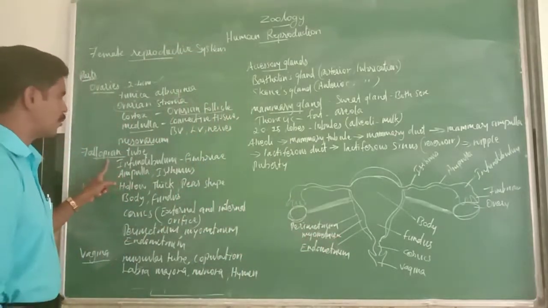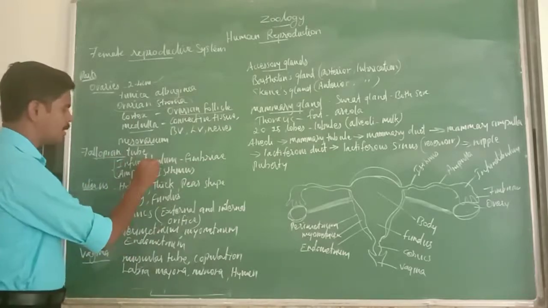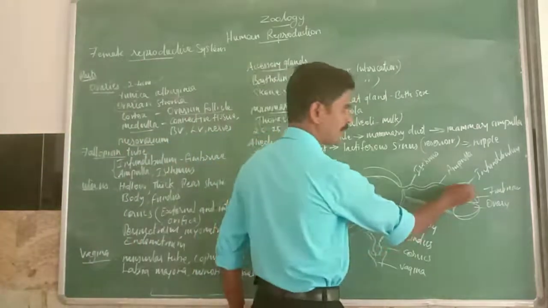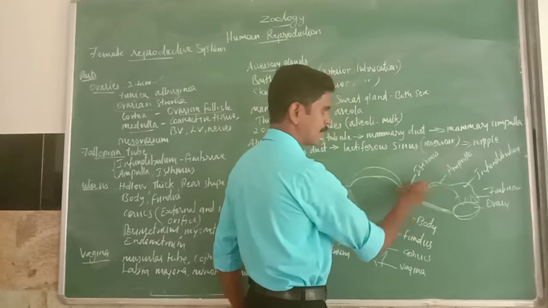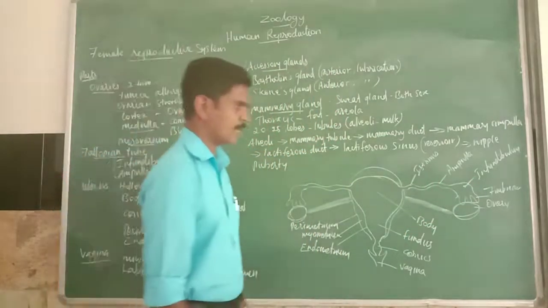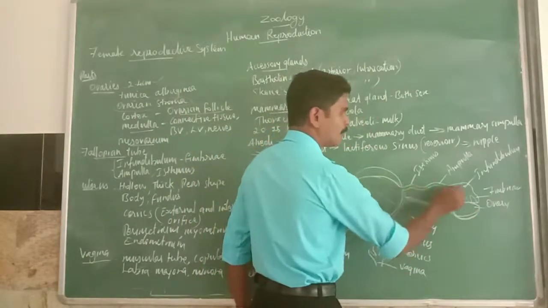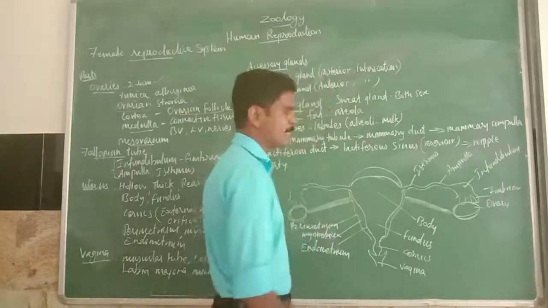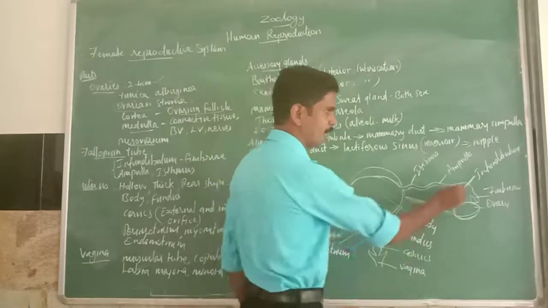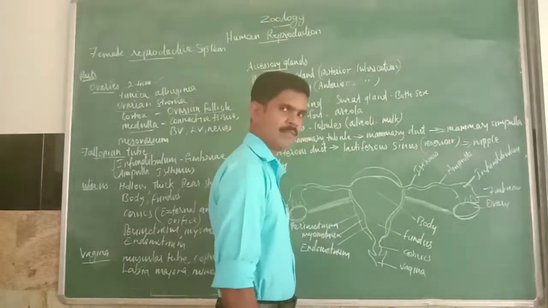This fallopian tube is made up of three parts. One is the infundibulum, second is the ampulla, and third is the isthmus. Here this is the infundibulum region, this is the ampulla region, and this is the isthmus region. Listen very carefully. One end of this fallopian tube is a funnel-shaped structure, and this funnel-shaped structure is called the infundibulum.